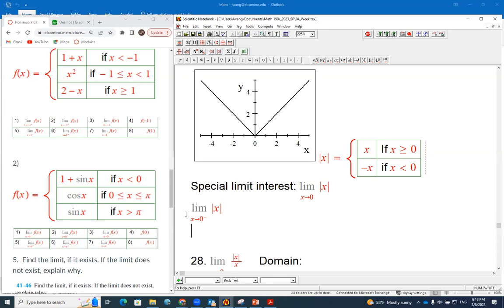And the other one is x approaching 0 from larger than 0. There, right? And you get to use these two branches. When x approaching 0 from smaller than 0, that means x is less than 0. So you're going to apply this rule, right? So this is going to be negative x. And direct substitution, of course, you get 0.